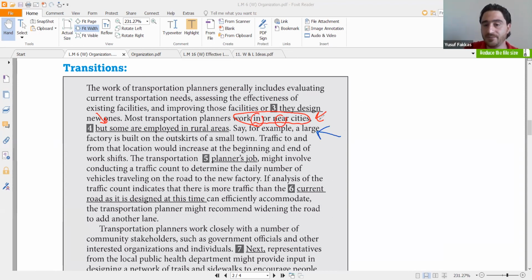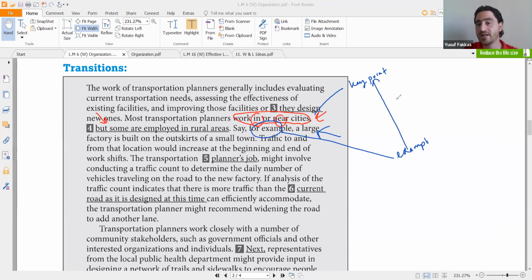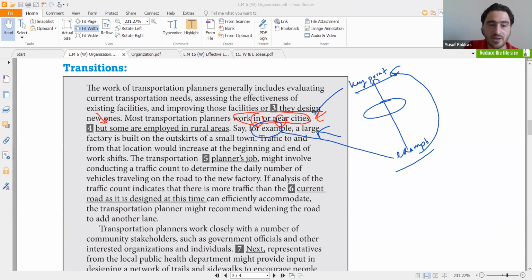So here we have an idea. As you can see here we have a key point. But what is the second sentence that we have here? It's an example about what? About that key point. And I need that transition between them. Okay, you have a key point, you have an example following it. Now, let's read the example and see if it's consistent with the key point or not. If you go there, say, for example, a large factory is built on the outskirts of a small town.